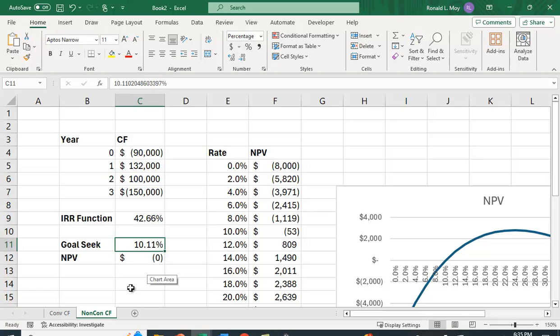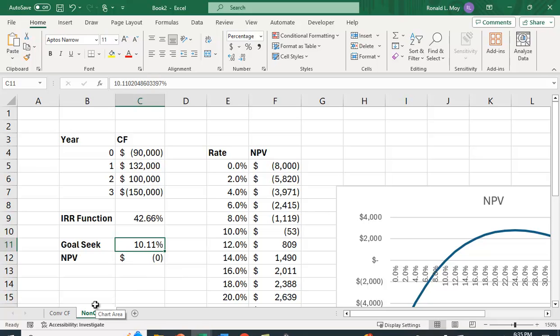But the upside of using the GoalSeek function is that it allows you to understand what the IRR function is doing. All too often we plug in numbers into a function and we get an answer, we don't actually know where it comes from. GoalSeek is actually searching and trying to find a value so that, in this case, our NPV is equal to zero.